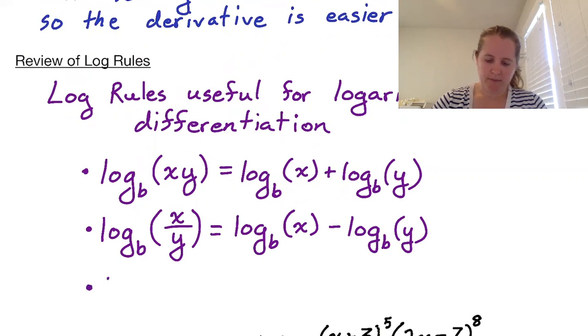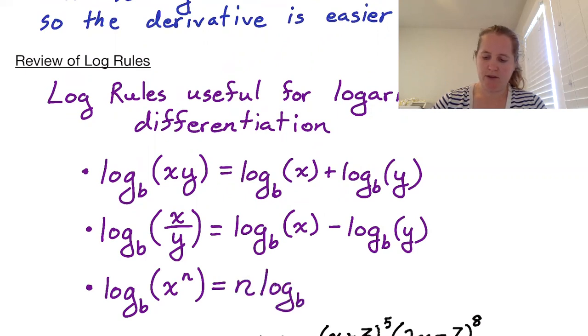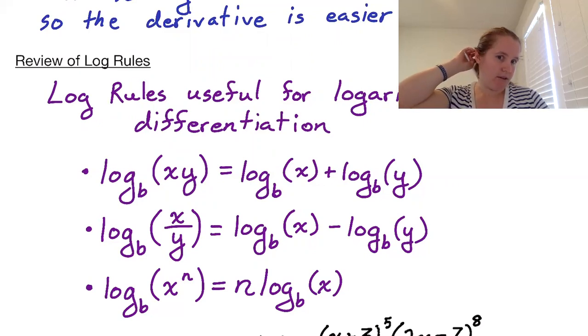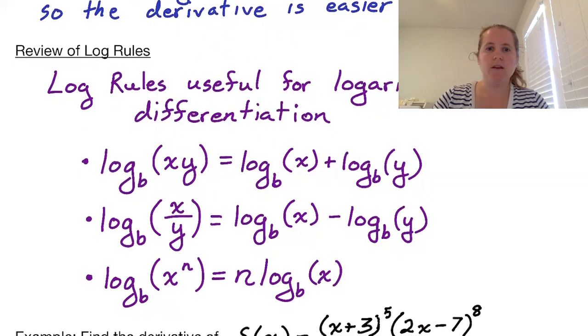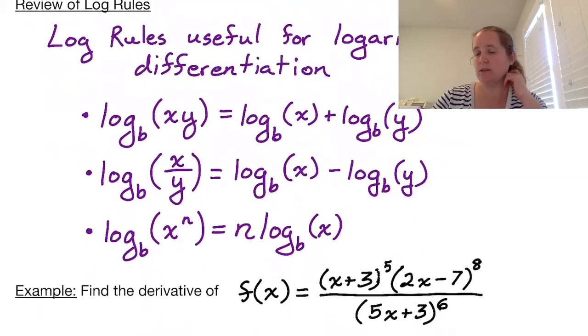And then the last one, if we have log base b of x to the n, this is the same as n times log base b of x. Again, that stems from the fact that if we do b to the x and then raise to the n, the repeated powers is multiplication in the exponent. So using these three rules, we can do quite a bit of manipulation.